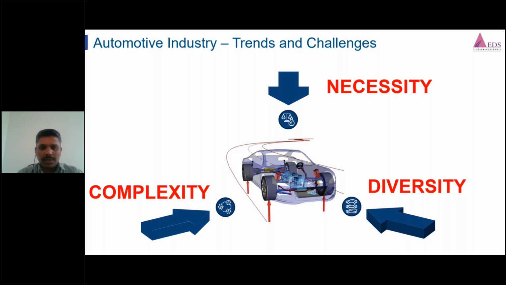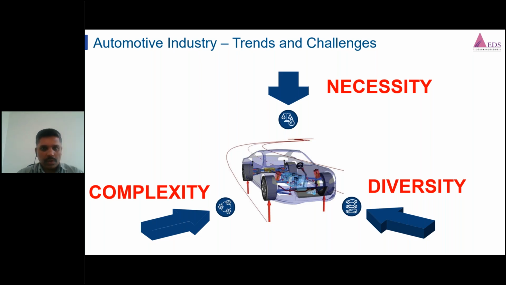Next is necessity. There is market pressure on manufacturers to develop new and innovative vehicle products with a minimum of physical prototypes, within a shorter development time and at minimized cost. Also, they want to develop without causing any warranty issues.